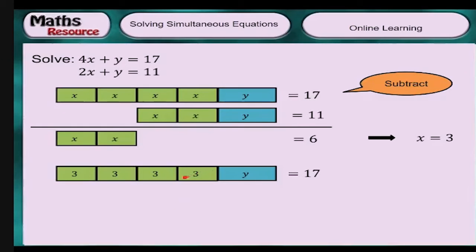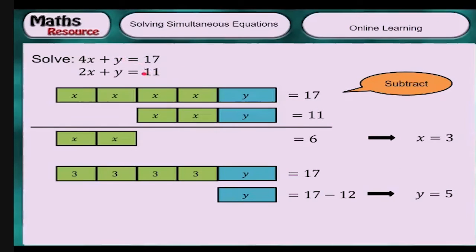Now, I'm going to get rid of these 3's. I'm going to minus them. So 3, 6, 9, 12. All these 3's added together equal 12, so I'm going to minus 12 from this side. Okay. So 17 minus 12 gives me y equals 5. So now I know I've solved this completely because I've said x equals 3 and y equals 5.